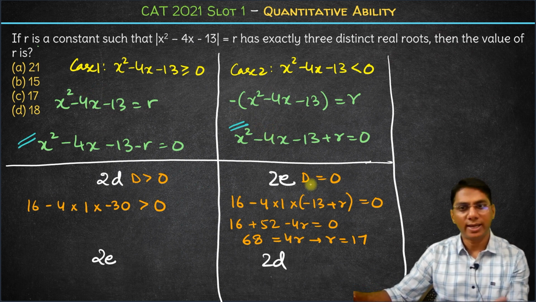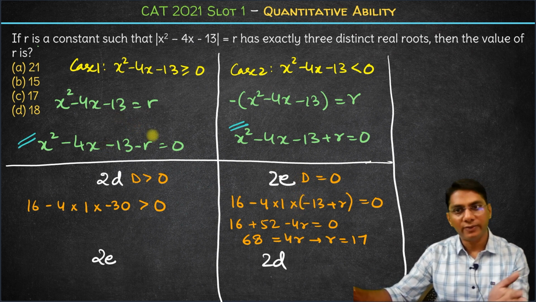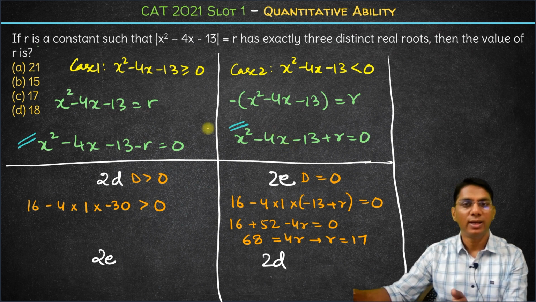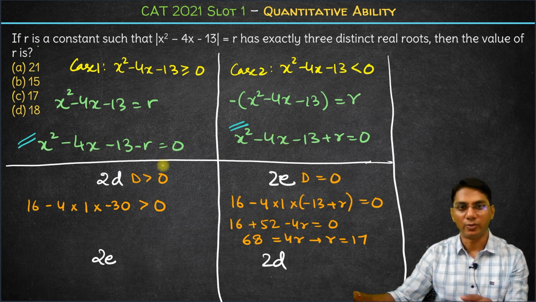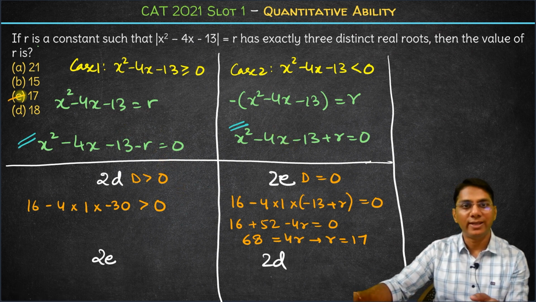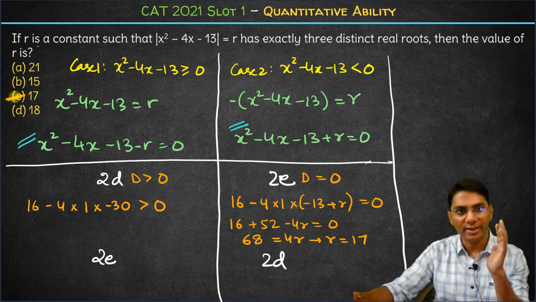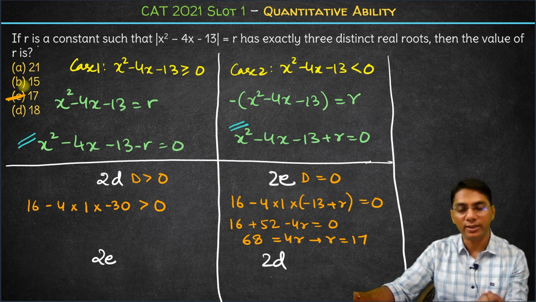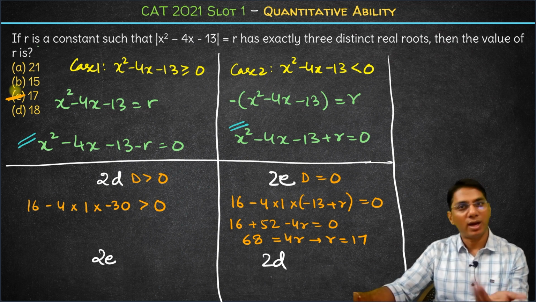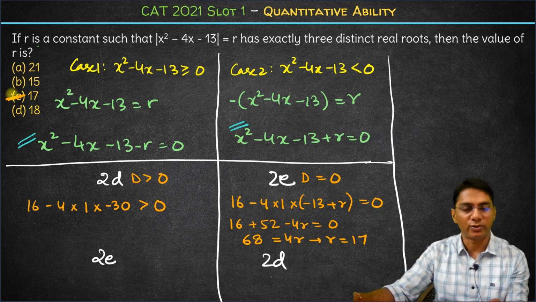And if you want, you can calculate the roots as well. The 2 roots of this equation will be different from the 1 root of this equation, hence there will be 3 distinct roots. So r equals 17 itself is the answer. Option C is the correct answer here. And since we don't have any options like 'two of these' or anything like that, we can mark option C and move ahead to the next question.